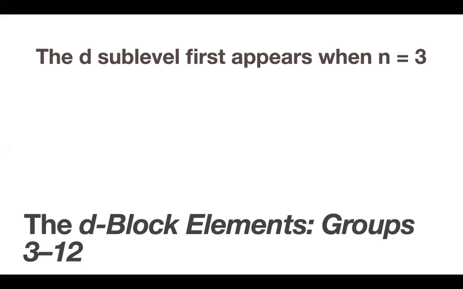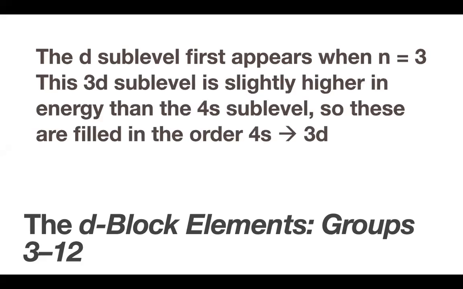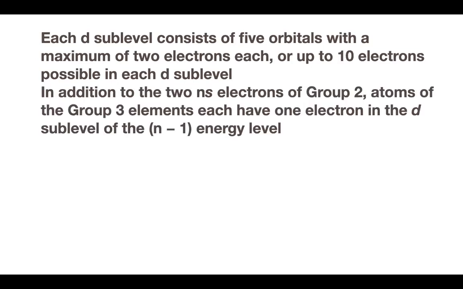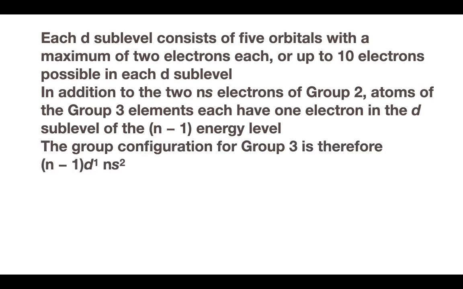The d sublevel first appears when n equals 3. And again, for the energy level, d is n-1, so even in period 4, we only start 3d. Each d sublevel has 5 orbitals, with a maximum of 2 electrons each, so 10 electrons in total. In addition to the 2 ns electrons of group 2, the atoms have 1 electron in the d sublevel of the n-1 energy level for group 3. So the group configuration for group 3 is (n-1)d1 ns2.